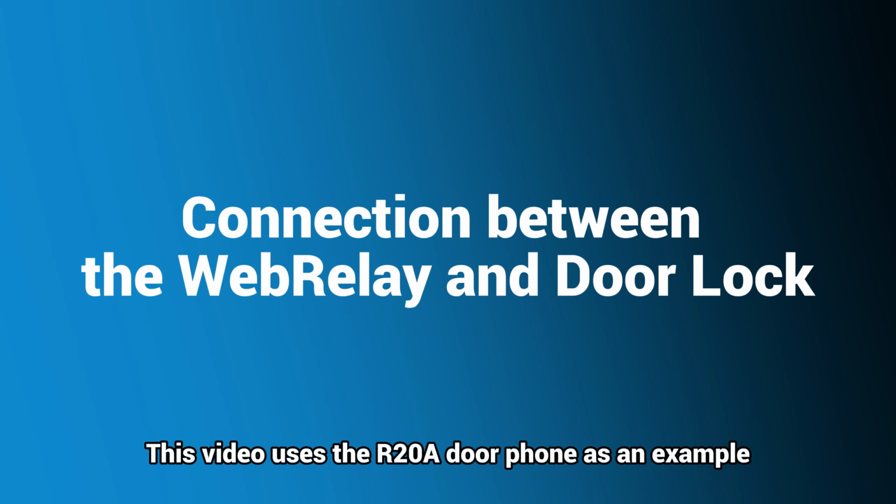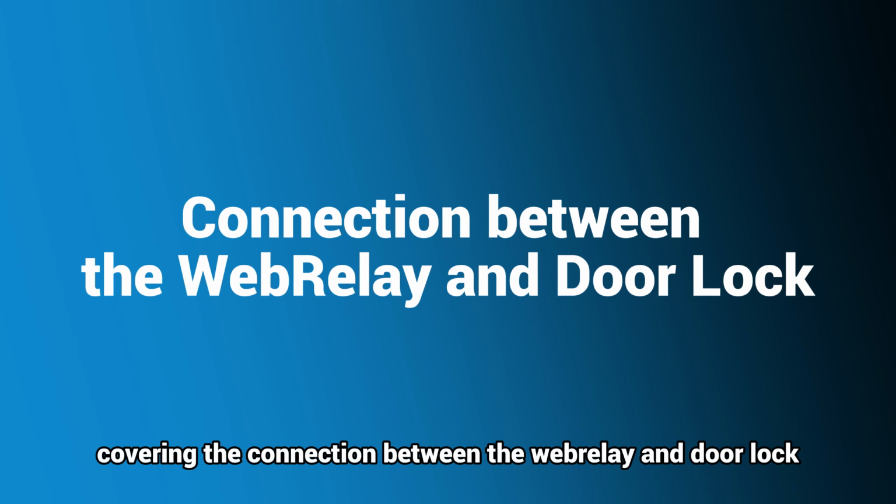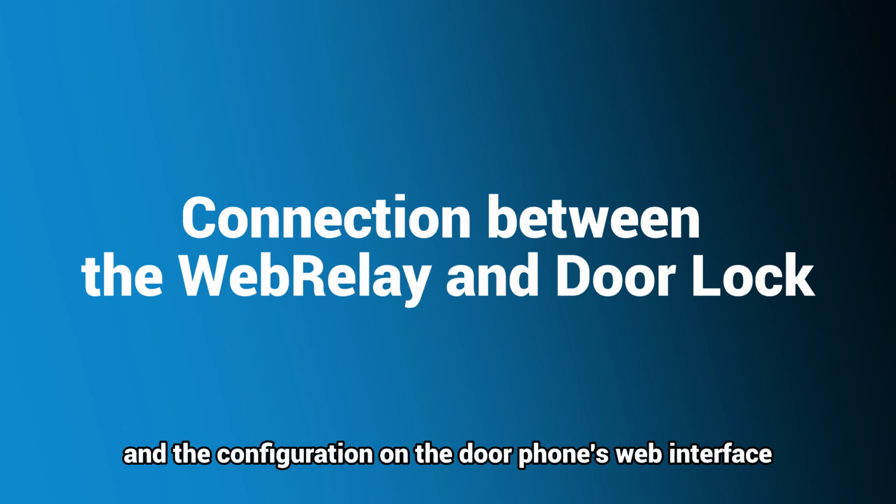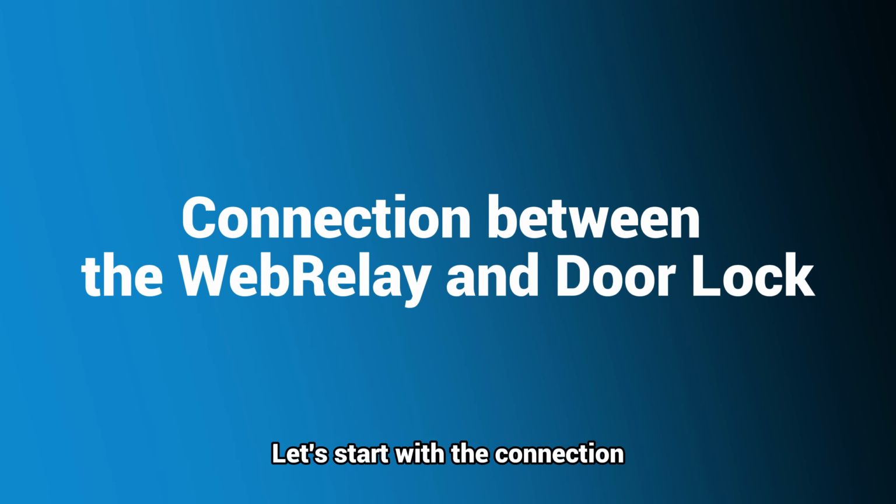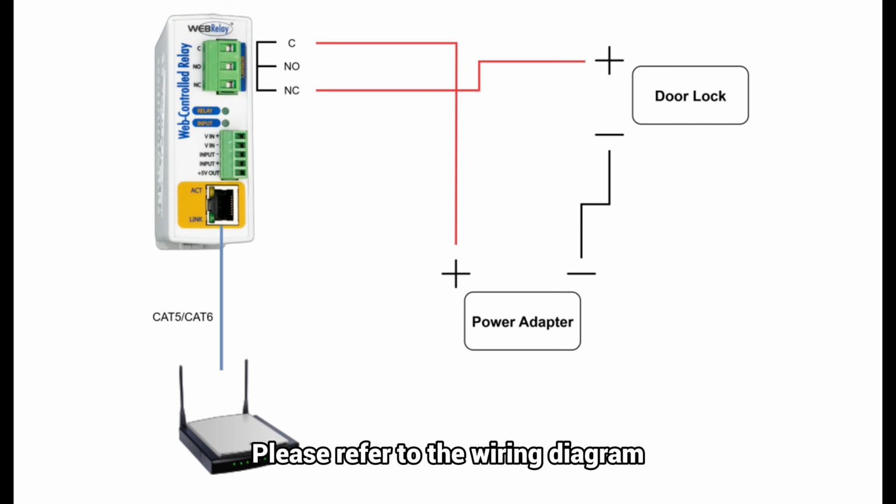This video uses the R28 door phone as an example, covering the connection between the web relay and door lock and the configuration on the door phone's web interface. Let's start with the connection. Please refer to the wiring diagram.